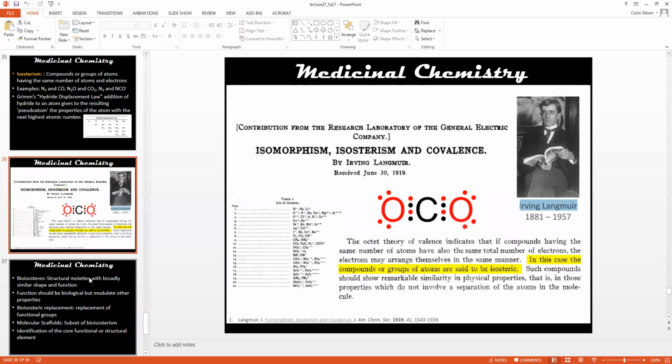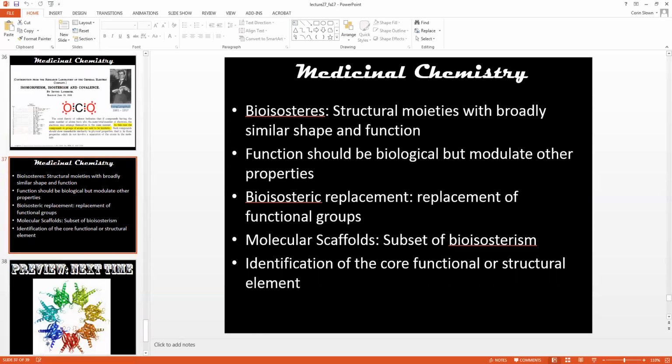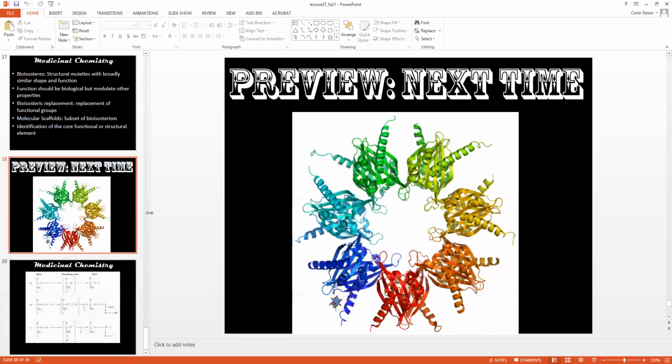This idea of isomorphism, isosterism, and covalence is something that was originally identified by Langmuir in 1919. The idea is the following. Bioisosteres are structural moieties with broadly similar shape and function. The function should be biological, but it can sometimes modulate other properties. And then bioisosteric replacement is the replacement of functional groups. Molecular scaffolds are a subset of bioisosterism, and it's the idea that we want to identify the core functional or structural element and then make adjustments as we see fit.